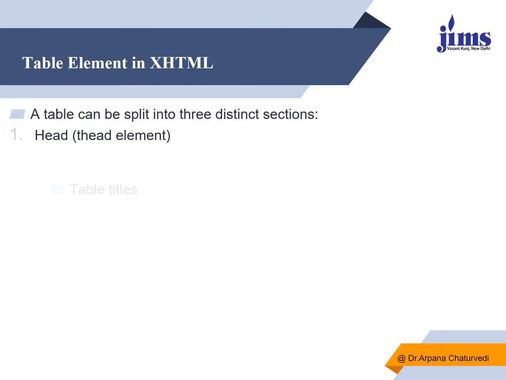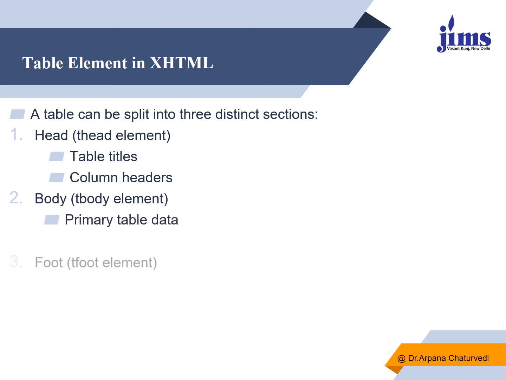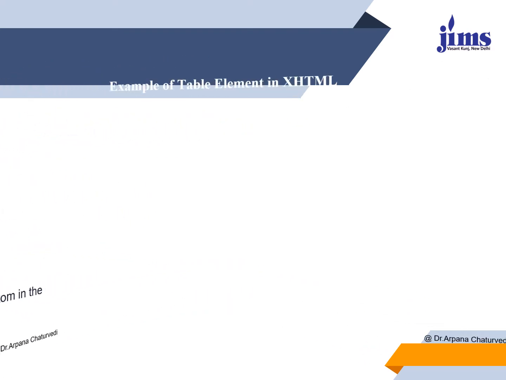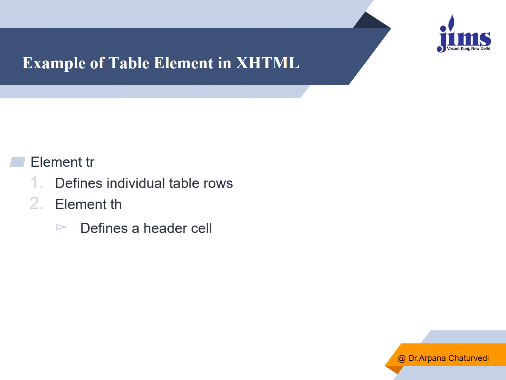One is head, that is THEAD. Within THEAD, the table titles and column headers will be there. Then TBODY comes. Within TBODY, primary table data will come, which consists of table rows and table columns. Then TFOOT will be over there with the footnote of the table. TR we use to define a table row, TH for the header of a cell, TD for table data.